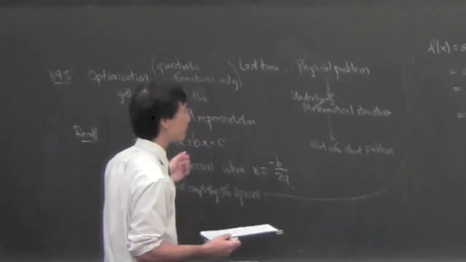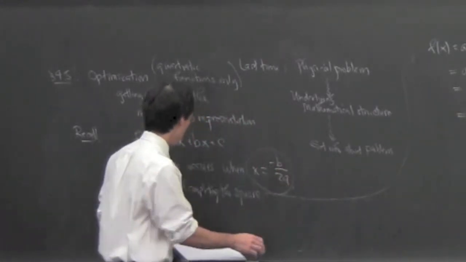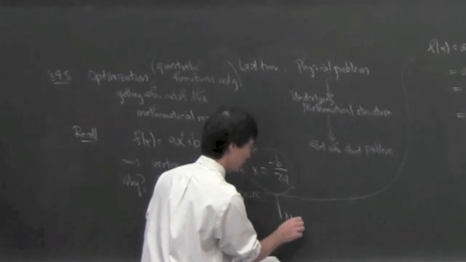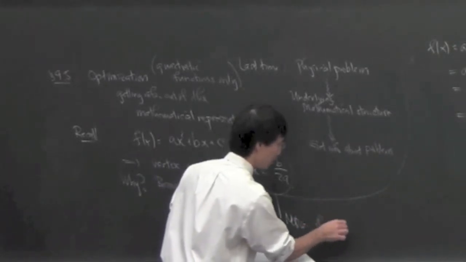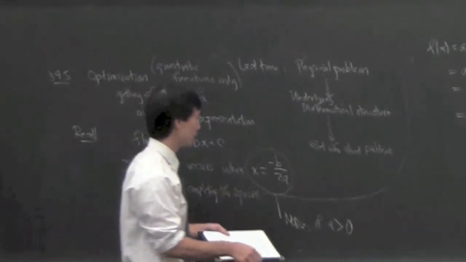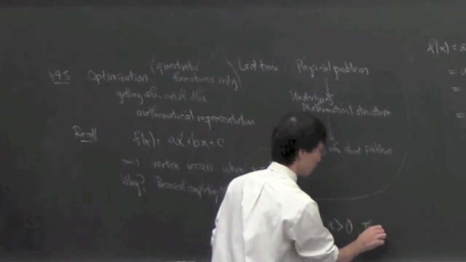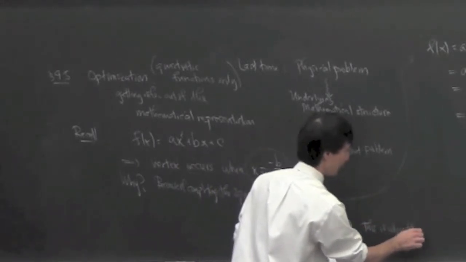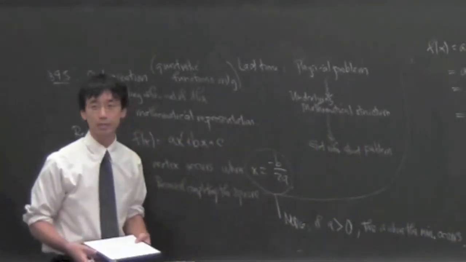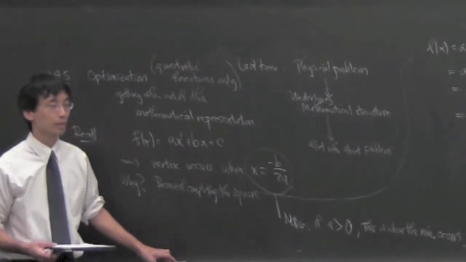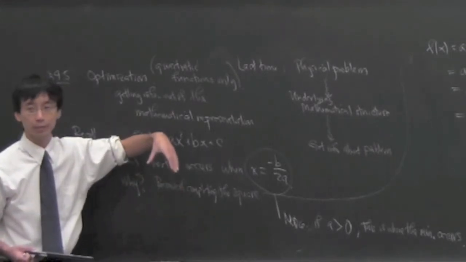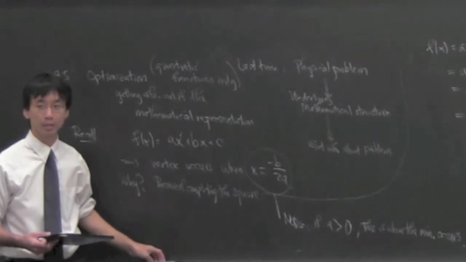Okay, and you notice that if A is positive, then this is an upward-going parabola, so this is where the minimum value occurs. And if A is negative, then this is where the maximum occurs, because it's a downward-going parabola, and it has a max at the vertex.